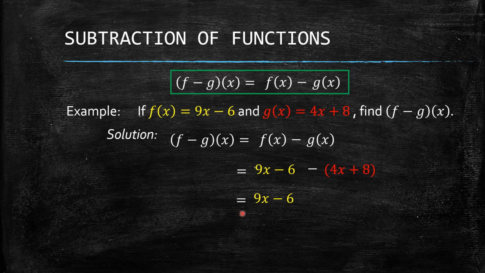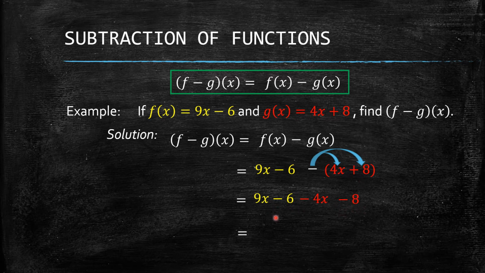Next, we have 9x minus 6. We will just bring down this one because we will distribute first the negative sign. So we will have negative times 4x, that's negative 4x. Then we have negative times positive 8, that is negative 8. So we are done now.